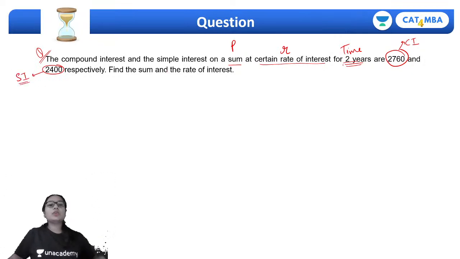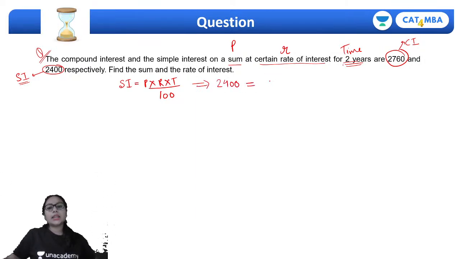Okay, so we know that the formula to calculate the simple interest is principal into rate into time upon 100. Okay, so let us apply this formula. So simple interest is given to be 2400. Principal I don't know, so let us take it as P. Rate of interest is also not known, let us take it as R. Time is given to be 2.